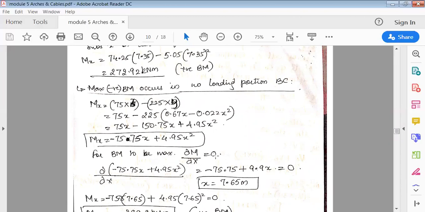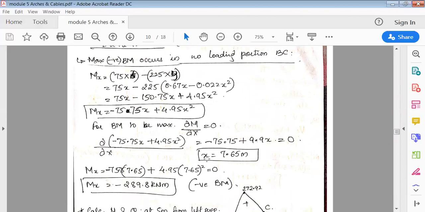So ∂M/∂x should be equal to 0. So again use this equation now. In place of M, put this equation. So it is minus 75.75 plus this x into 4.95, x into 4.95 is 9.9x, is equal to 0. So now x is equal to 7.65 meter.